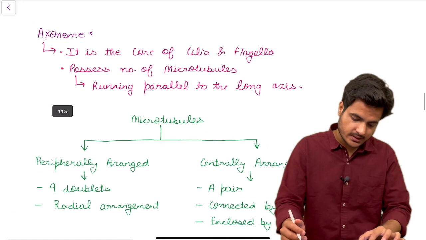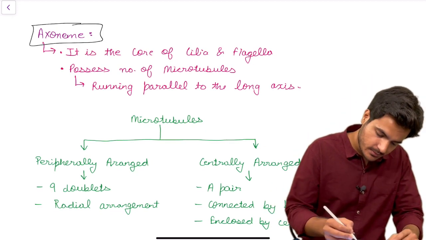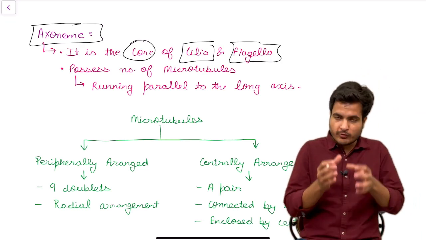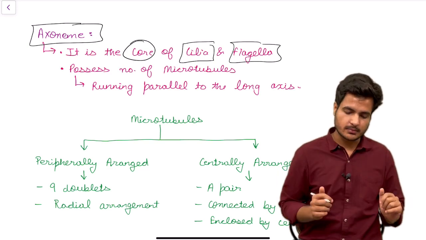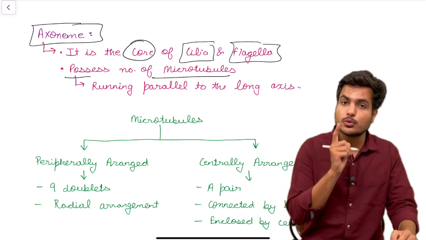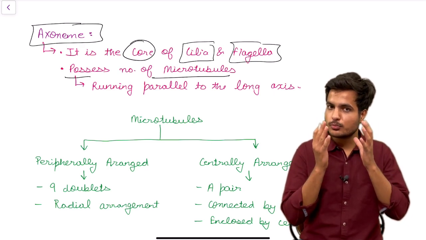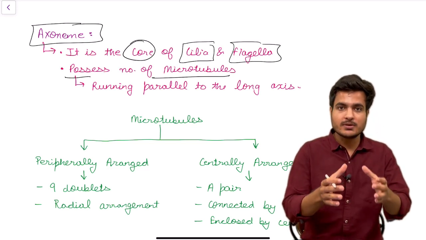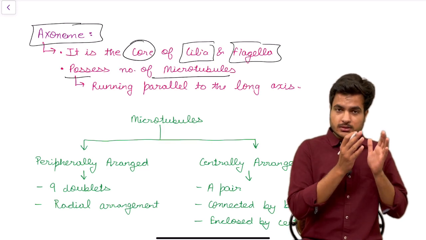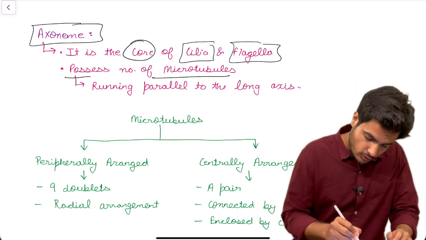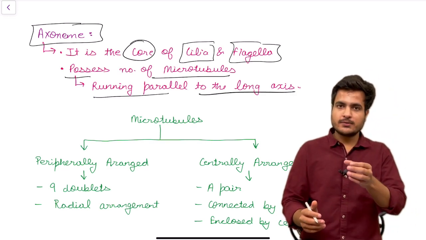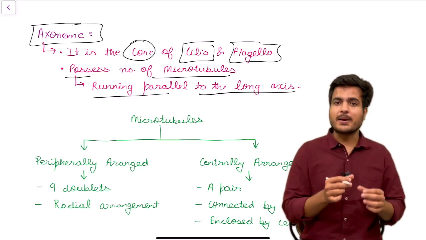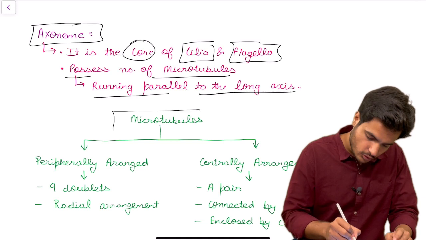First of all, there was a thing called axoneme. Axoneme is the core of cilia and flagella, the core pillar over which the structure is made up. It possesses a number of microtubules. Microtubules are made up of tubulin dimers, that is alpha tubulin and beta tubulin. So these microtubules form the axoneme, which is the core of cilia and flagella, and these microtubules run parallel to the long axis. Actually, the image is showing the cut section of a flagellum in which the microtubules are running parallel to each other.